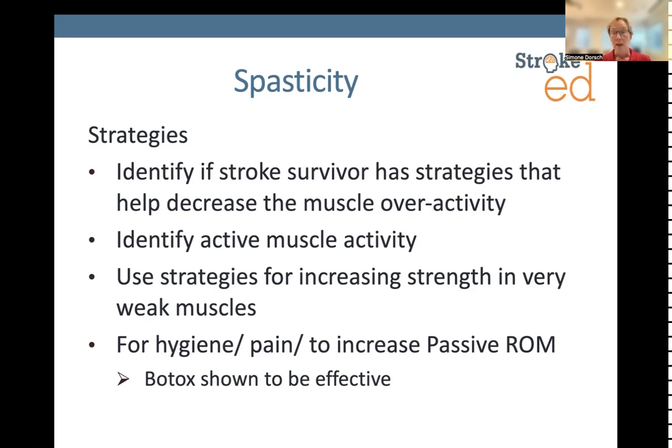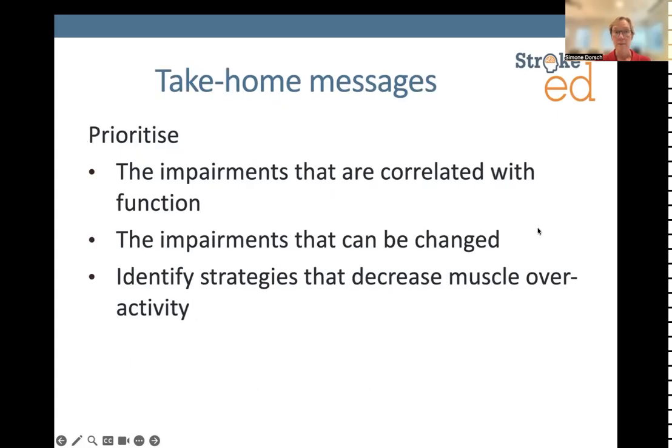Again, as in for somebody like Jill, Botox is effective when you've got somebody whose hand will become so tightly curled up that it's going to be a problem for hygiene and dressing and things. So Botox is useful for her, but obviously it doesn't change the function of her hand, though. So it's really still about exploring active muscle activity.